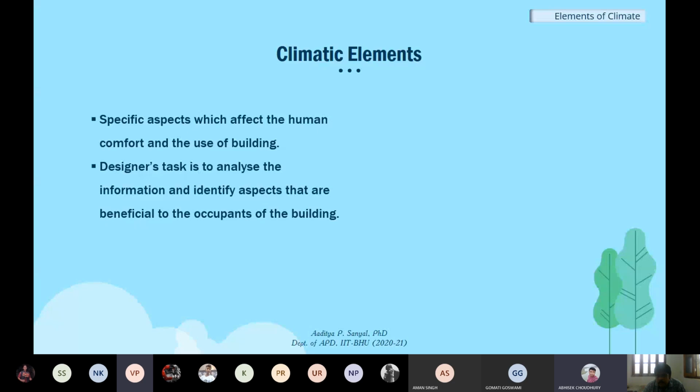Sir, orientation of the building? See, these are not climatic elements. Orientation of the building is not a climatic element. Soil is not a climatic element. You definitely look at the soil. The question is, what are the climatic elements which we need to consider while talking about the design of a building? What are these climatic elements? One thing we agree is the temperature.